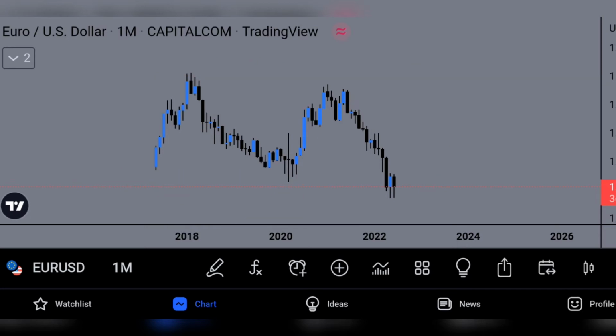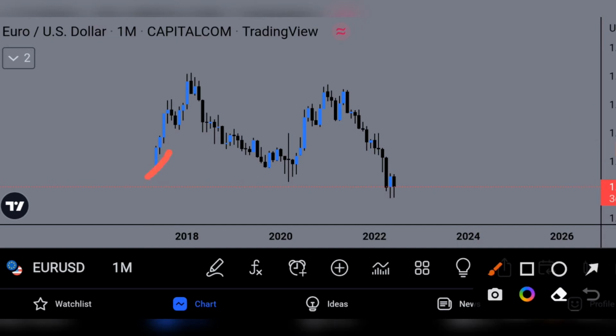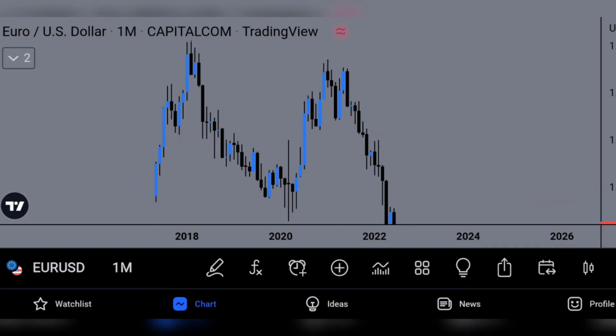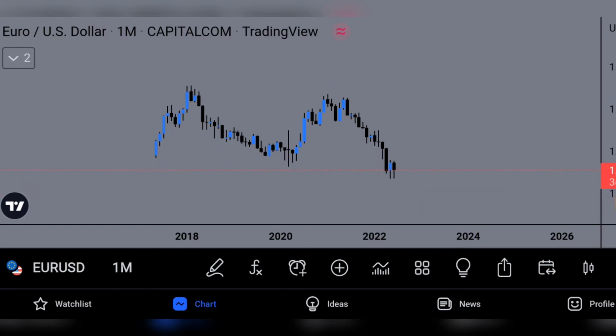So now you can see Euro USD formed, pushed up, down, up, down, and it's going lower. So overall, this low has been swept actually. On the monthly time frame, you can see we are highly bearish on Euro USD. I don't really know, this chart is not giving me much information I need about Euro USD.